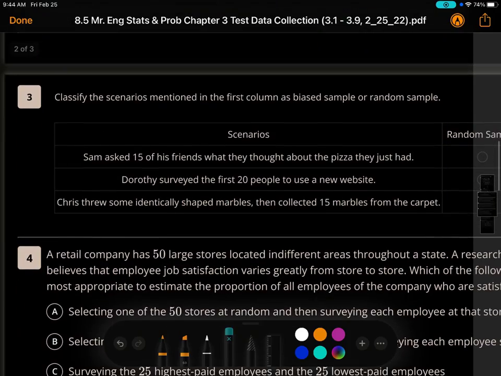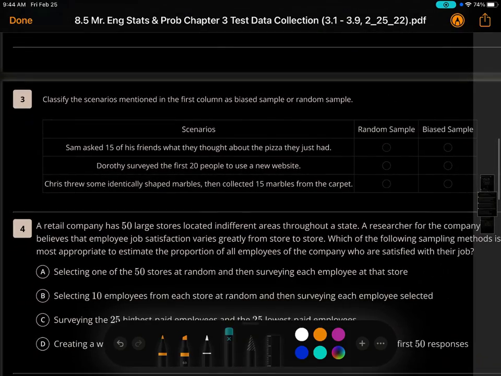Question number 3, we need to classify scenarios mentioned in the first column as biased. So bias just means it's going to help you lean towards one of the answers, or random samples, kind of like it's going to be fair, right? So Sam asked 15 of his friends what they thought about the pizza they just had. Well, of course, the friends hopefully are going to say nice things, assuming maybe Sam bought the pizza, but this is kind of biased.